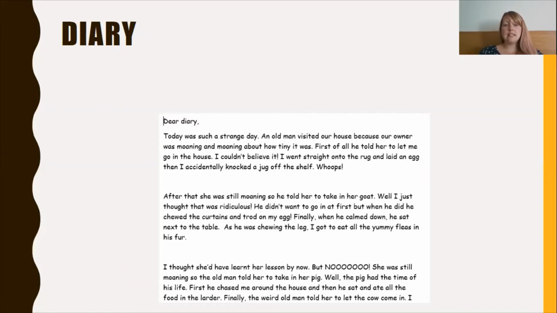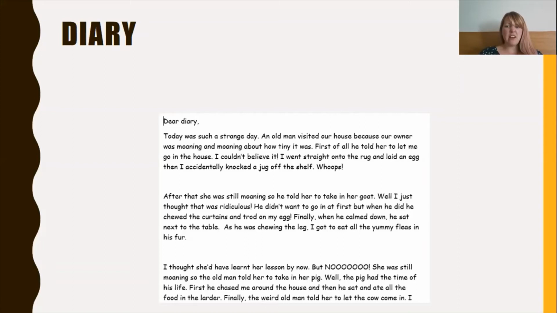Let's have a read of it. Dear Diary, today was such a strange day. An old man visited our house because our owner was moaning and moaning about how tiny it was. First of all, he told her to let me go in the house. I couldn't believe it. I went straight onto the rug and laid an egg, then I accidentally knocked a jug off the shelf. Whoops. After that, she was still moaning, so he told her to take in her goat. Well, I just thought that was ridiculous.